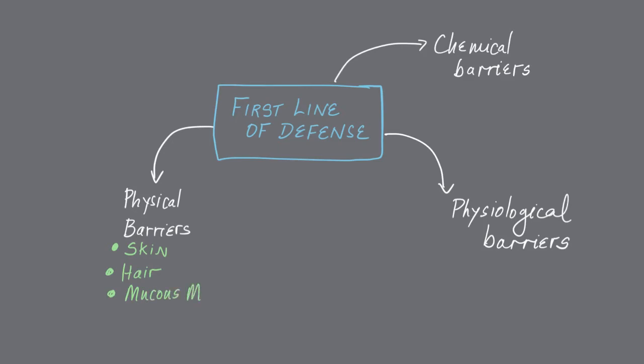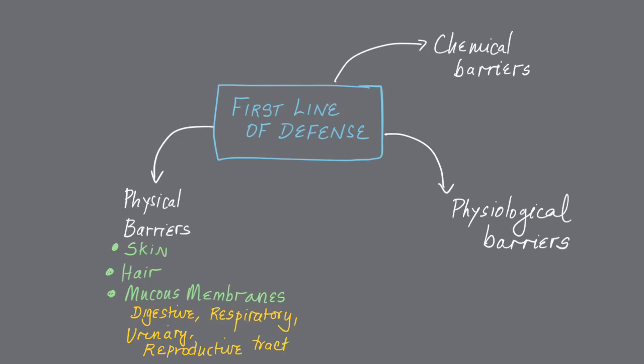We have 4 tracts in the body that point to the outside, that are open to the outside world. Those are the digestive tract, the respiratory tract, the urinary tract, and the reproductive tract. All these tracts open to the outside world, which means we are more susceptible to pathogens entering. So the mucous membranes release mucus and keep these tracts very slippery, not allowing the pathogen to penetrate the deeper tissues. The physiological barriers are obvious.